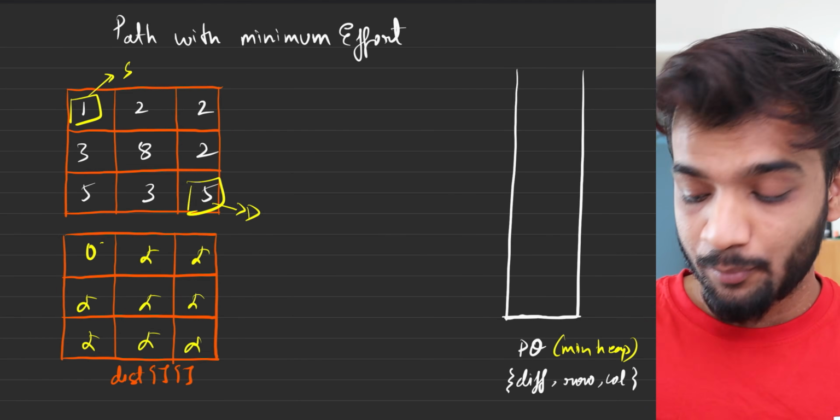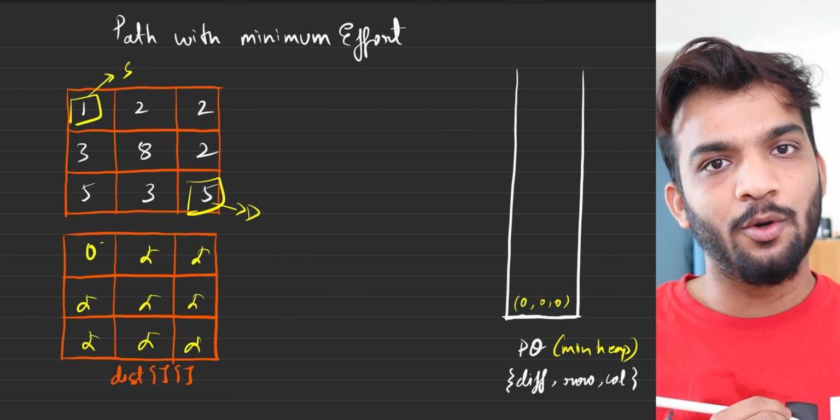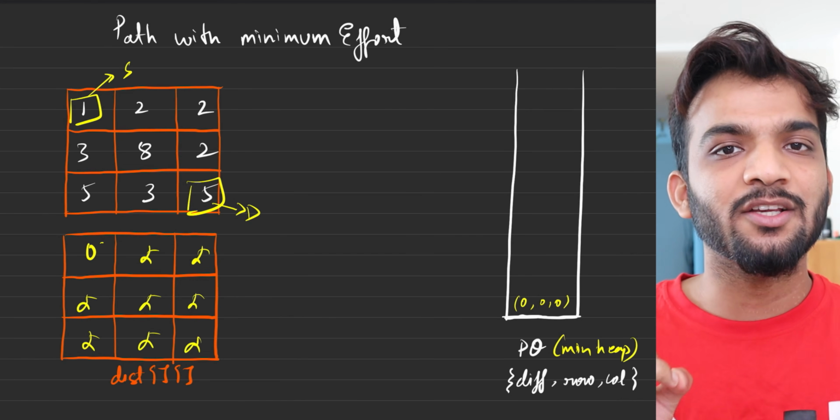So what is the starting point? You always say difference is zero and the coordinates are 0 comma 0, and you put that into your priority queue. Done. Let's quickly start the Dijkstra's algorithm.